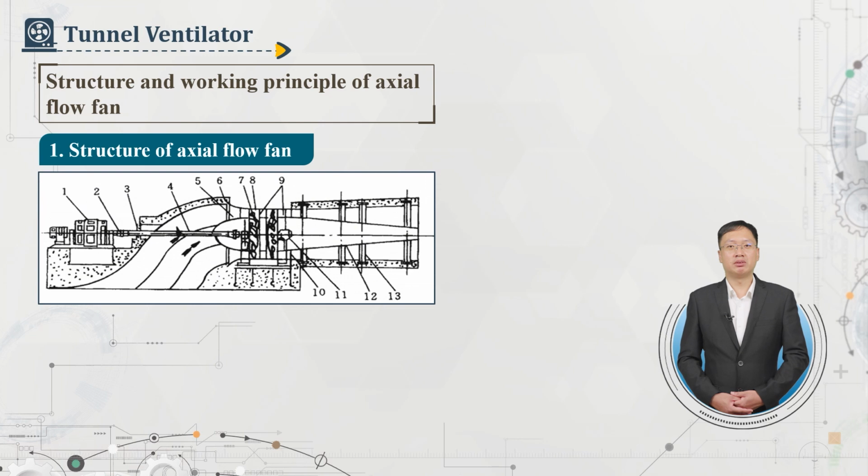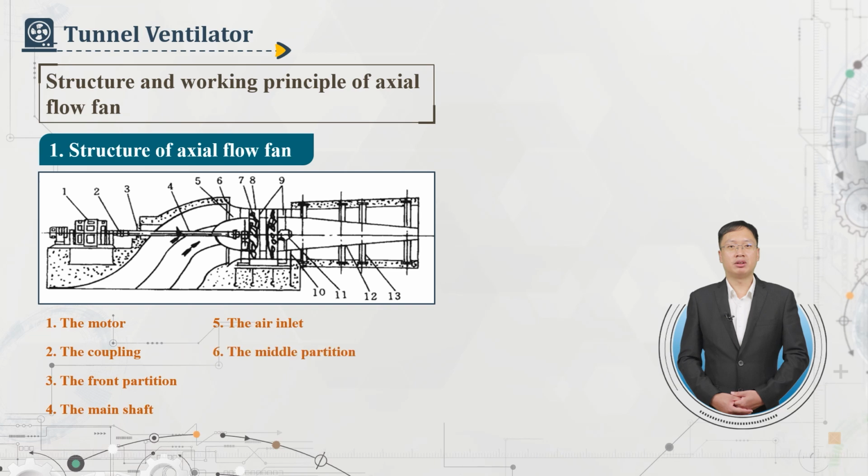The structure of the fan is shown in the figure. 1 is the motor. 2 is the coupling. 3 is the front portion. 4 is the main shaft. 5 is the air inlet.